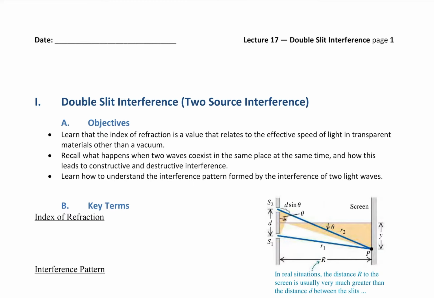This is our first lecture on the topic of optics, talking all about the things that light can do. One of the first things we're going to focus on is how light can interfere in what's called a double slit interference pattern, which is really just two sources of light, which are waves, combining at a single point.